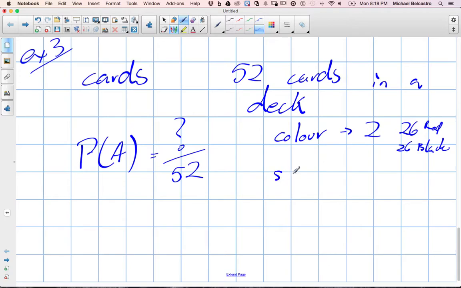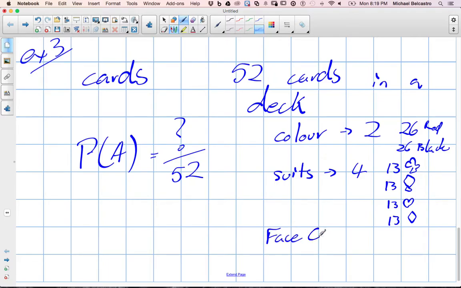Besides color, we can go by suits, okay? Do you know how many suits there are? 4, that's right. So that means there are 13 clubs, 13 spades, 13 hearts, and 13 diamonds, right? So those are all your options there. Sometimes they'll break it up by suits, colors, face cards. Do you know what face cards are? The kings and the... yeah, okay.